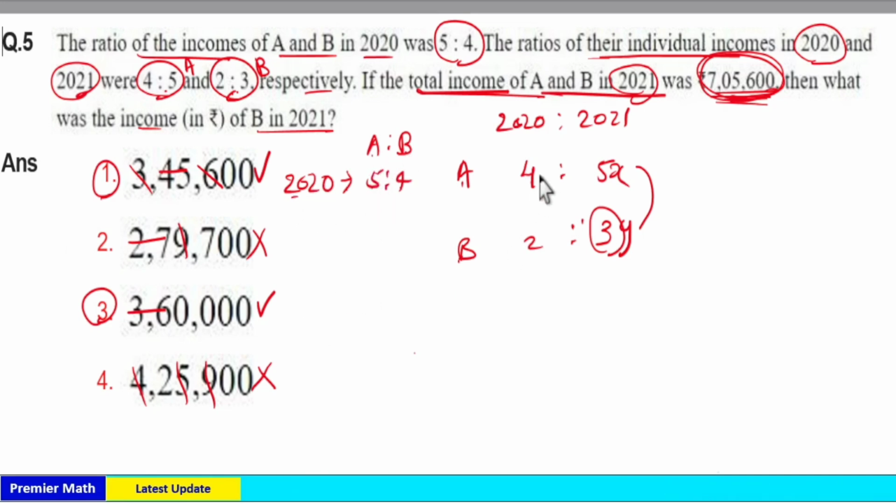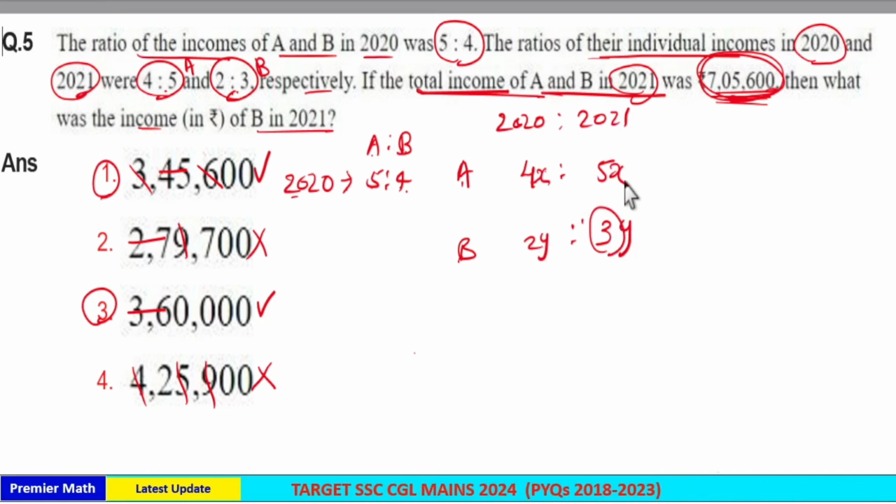That is, in 2020, here if you look at, this is 4x and 2y. So if you equate this 4x and 2y as 5 and 4, then you will get a relation in 2020 in this ratio. In 2020, 5:4 will be the ratio, which means there is a relation between A and B in 2020. Then when you change it as 5 and 4, you will get a relation between A and B in 2021 as well.